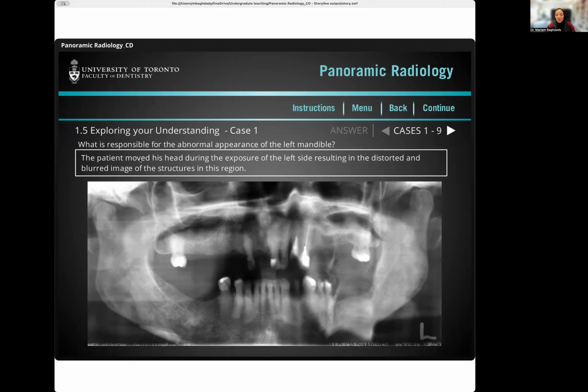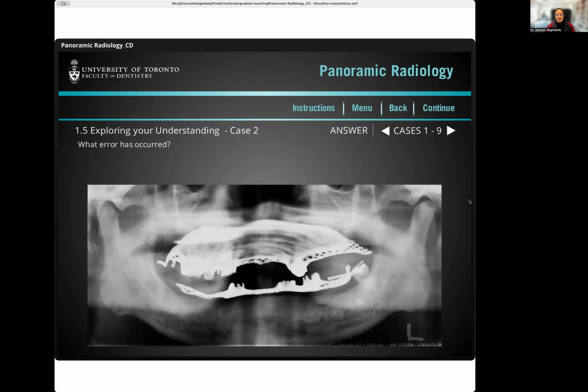You are correct. The patient moved his head during the exposure of the left side, resulting in distortion and blurring of the structures in that region. All right, next. What is the error?